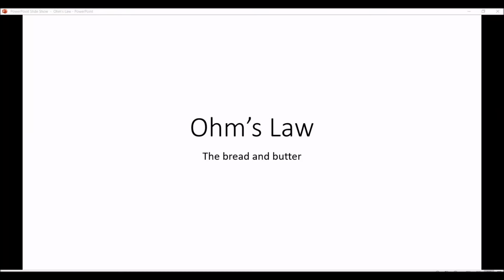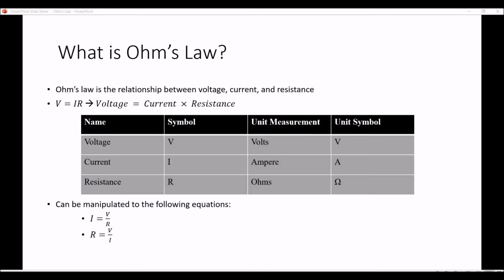Hi, today we'll be talking about Ohm's Law. Now what exactly is Ohm's Law? Ohm's Law is the relationship between voltage, current, and resistance. The formula is V equals IR, where voltage equals current times resistance.